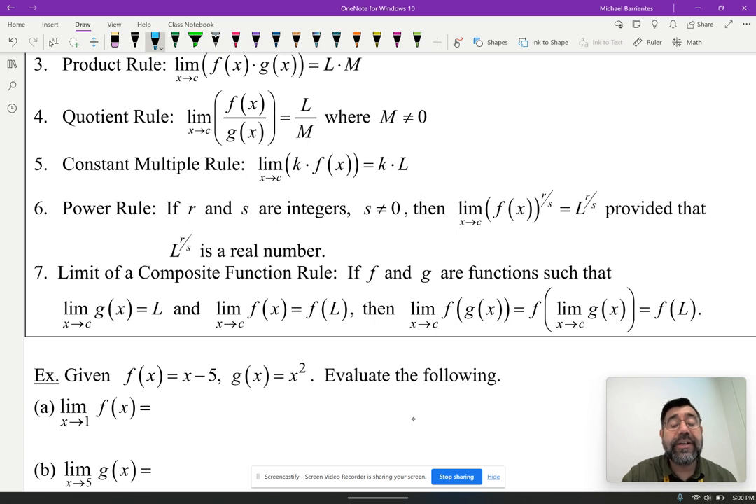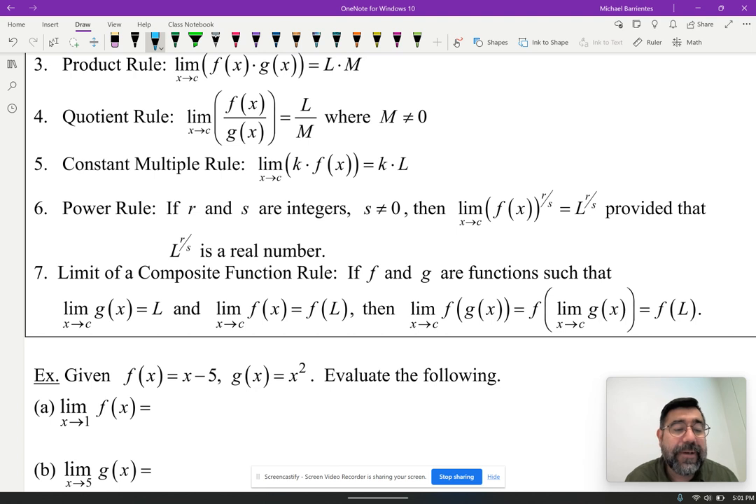If you know that r and s are integers and that s is not equal to 0, then when I'm taking the limit of a function as x approaches c to a power, and that power happens to be a fractional rational power, I can take the limit of the inside, get an answer, and then apply the power, provided that L to that power is a real number. So again, as long as I can find the limit of the function, and as long as the limit to that fractional power exists as a value, then I can do this.